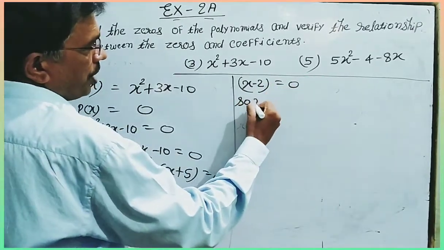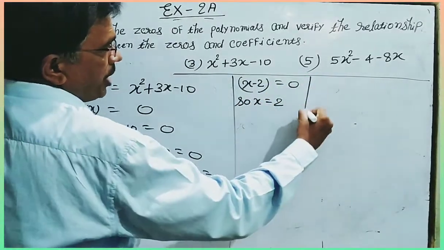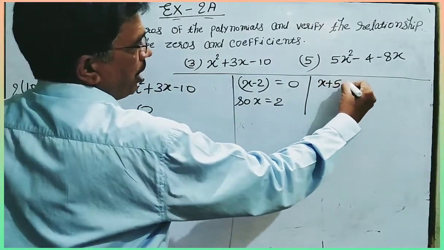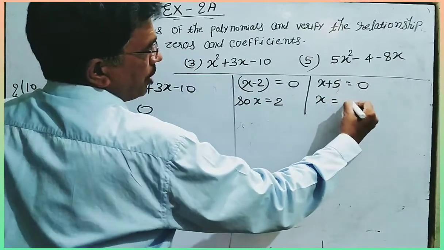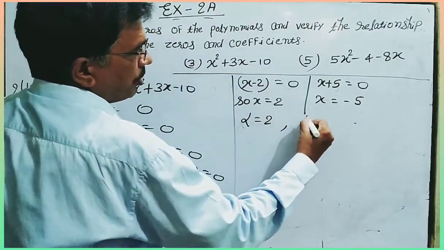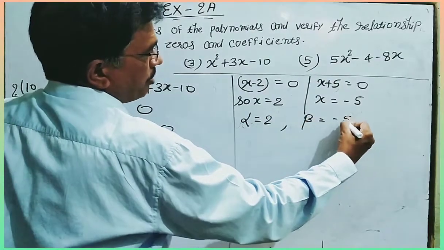So x is equal to 2. And next, x plus 5 is equal to 0. So x is equal to minus 5. That means alpha is equal to 2 and beta is equal to minus 5.